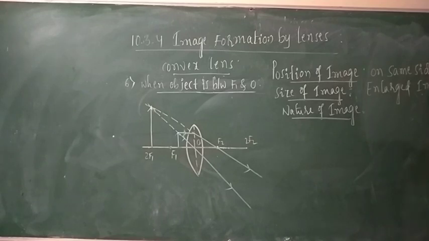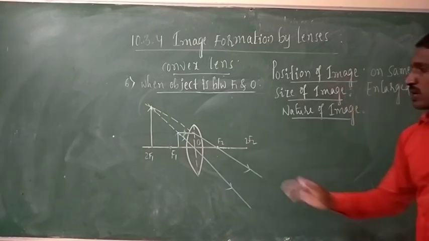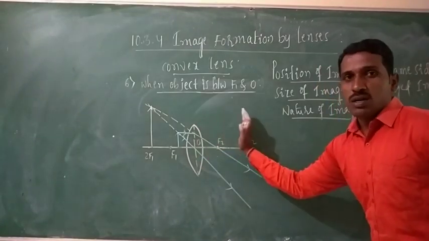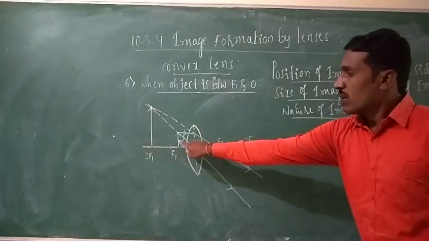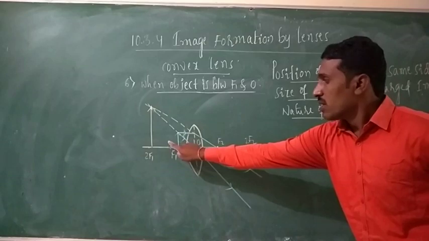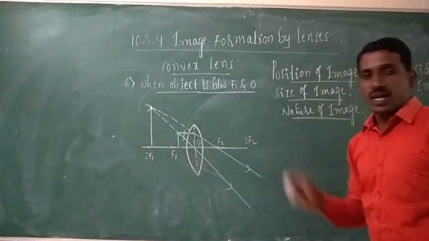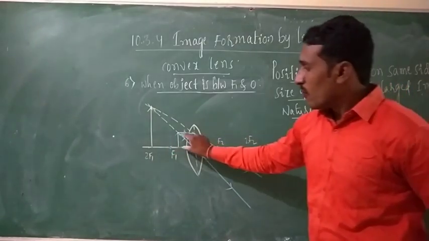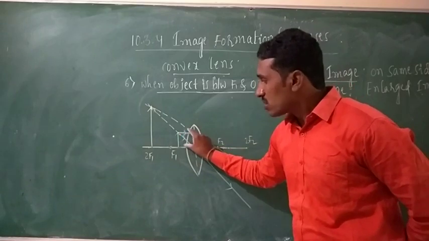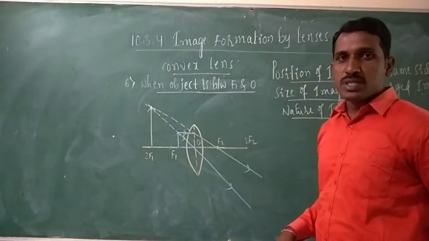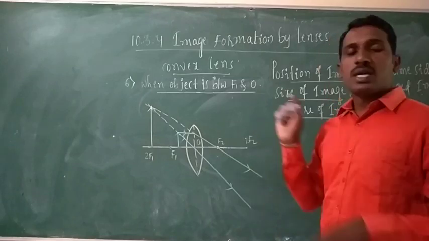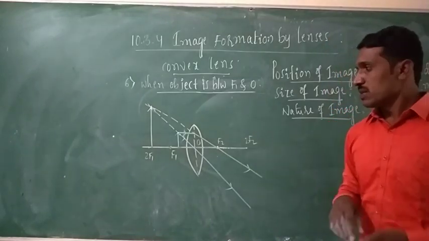Yes. In all previous cases, we obtained an image on the right side of the lens, or the other side of the lens. If the object is placed here, its image is formed on this side. But in this case, we placed the object here and the image is formed on the same side of the lens. This kind of image is called a virtual image. But its actual definition is different.